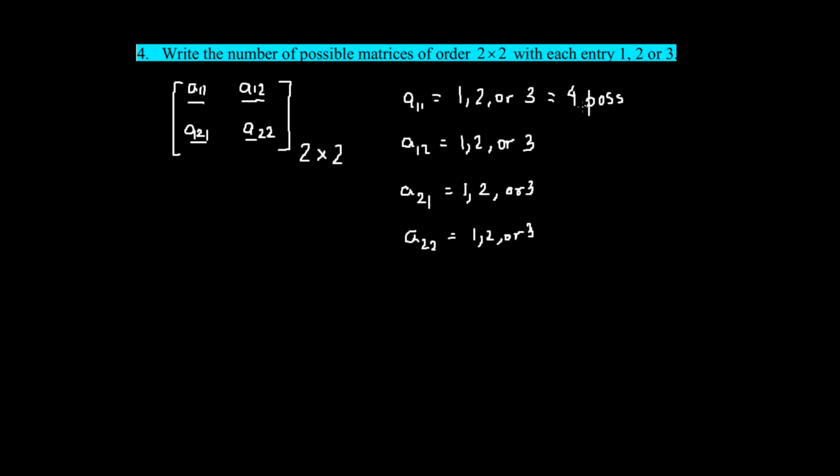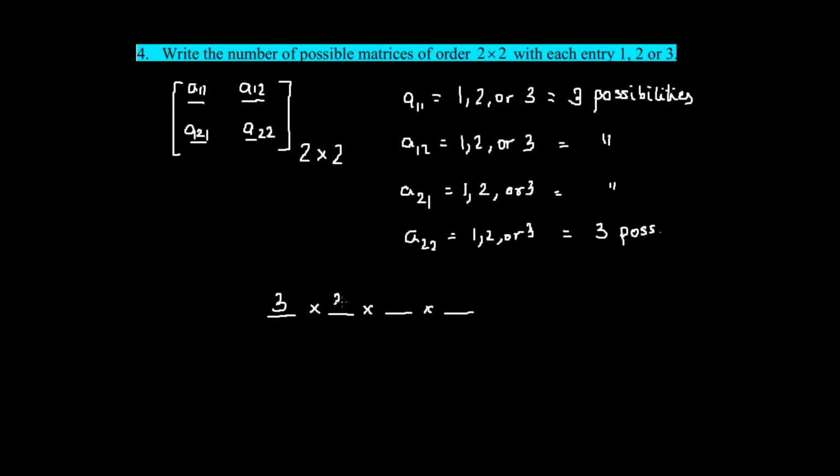So not 4, my bad. There are 3 possibilities, 1, 2 or 3. So there are 3 possibilities. Similarly, for the second entry we have 3 possibilities, and again for A21, which is the second row, first column, that is also going to have 3 possibilities, and the fourth entry is also going to have 3 possibilities. So to find out the number of possibilities, we simply multiply each of the possibilities.